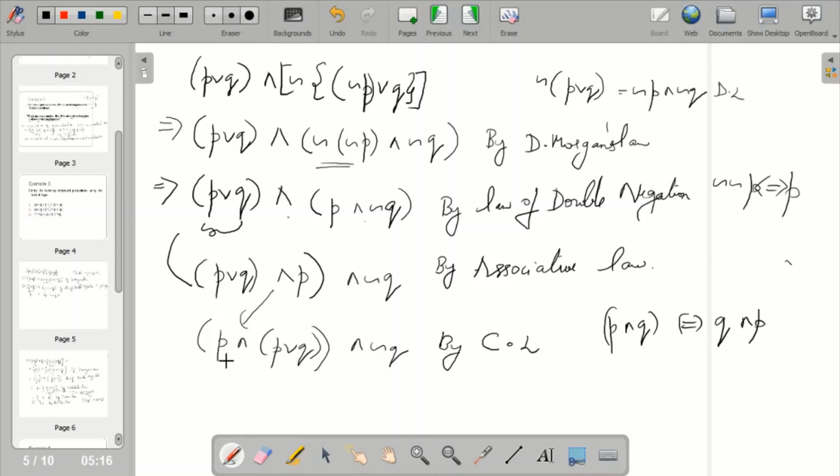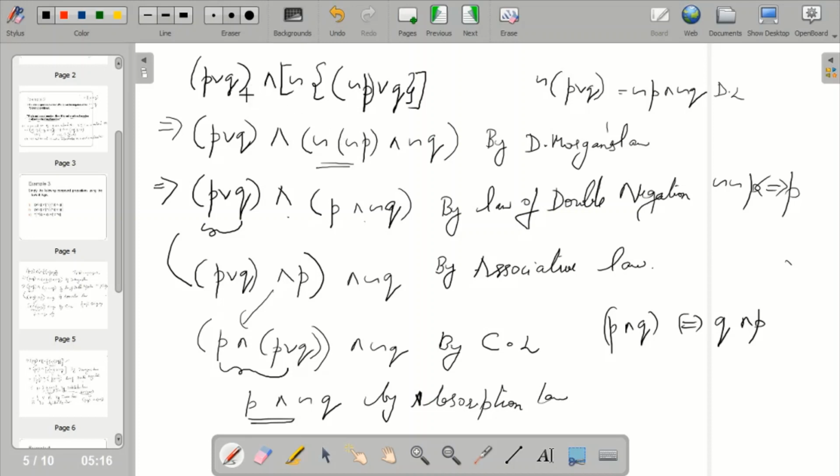I hope it's clear. Now you know this P and P or Q. P and P or Q is what? P and P or Q is nothing but P. You know the absorption law. P and P or Q is nothing but P, and this you write, and negation of Q by absorption law. Okay, so this is how you're going to solve this particular problem.